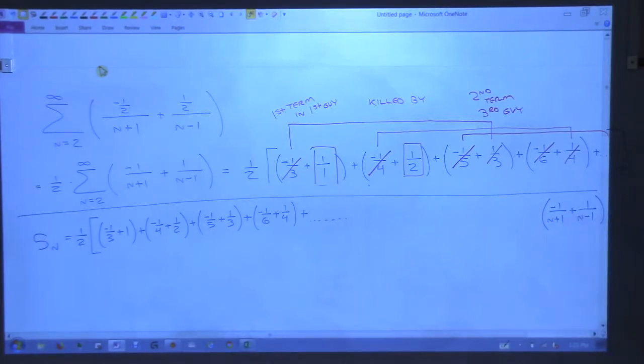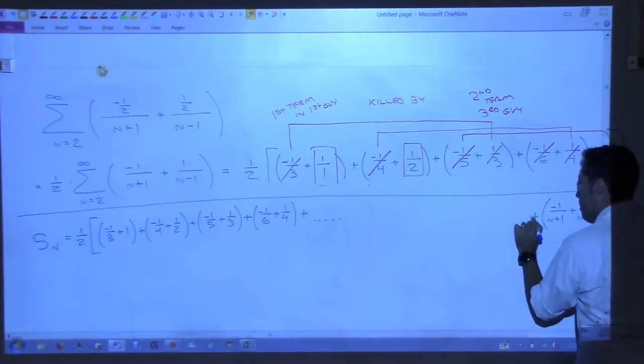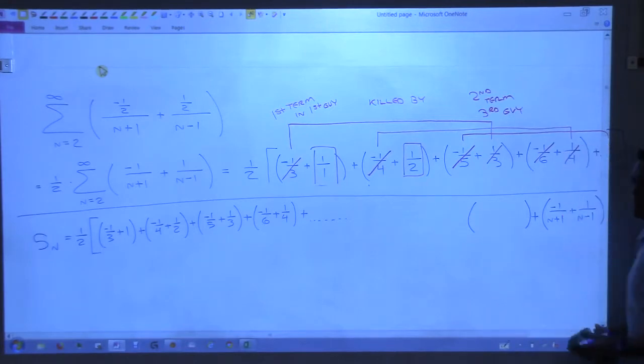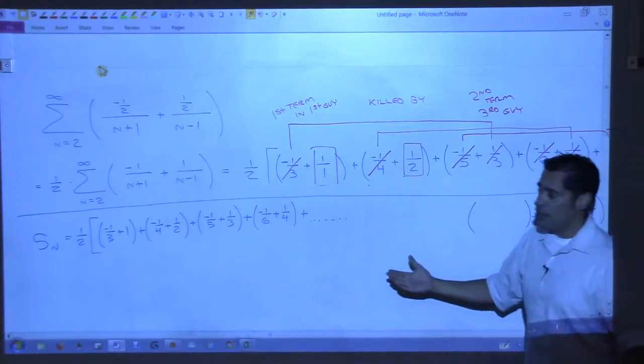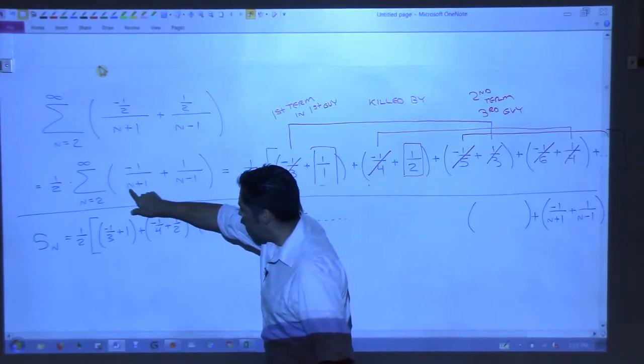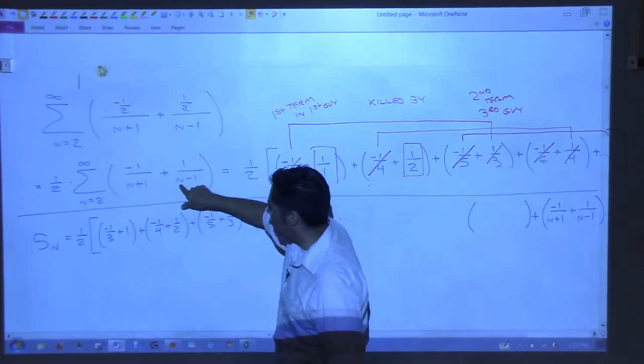Y'all agree with that? Okay, now what's the one right before this one? So I'm not going to be plugging in n, I'm plugging in what instead of n? 1 less than n, right? So n minus 1. So what would happen if you plug n minus 1 in right here and n minus 1 in right here? What would you get?